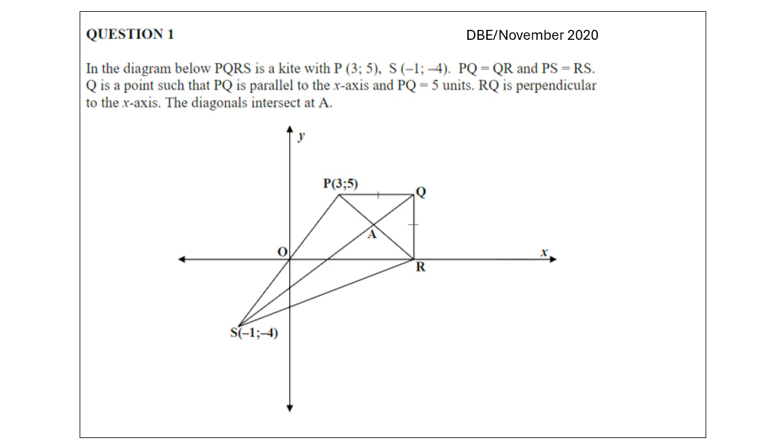Then they say Q is a point such that PQ is parallel to the x-axis and PQ is equal to 5 units. RQ is perpendicular to the x-axis and the diagonals intersect at the point A. Let's look at the questions.